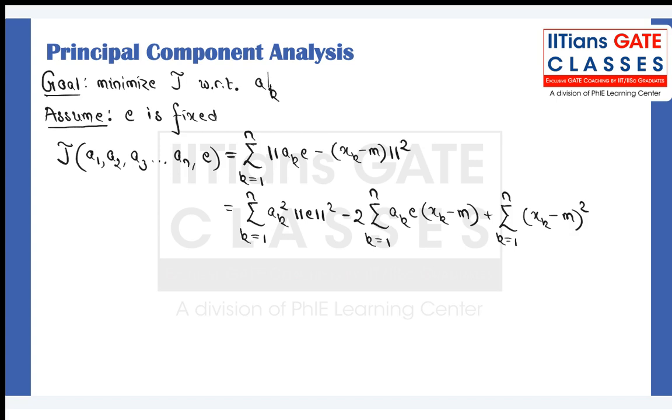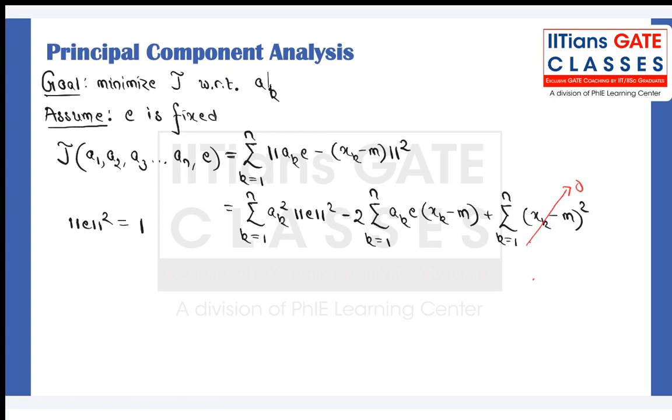The third term of this equation is not dependent on ak. If you differentiate a constant with respect to x, in this case ak, you'll get 0. So the third term can be ignored. Also, if I have told you that E is a unit vector, then the norm of E square will be 1, because the length of a unit vector is 1.